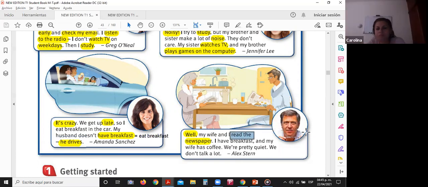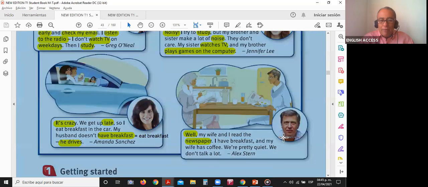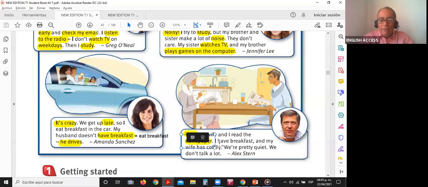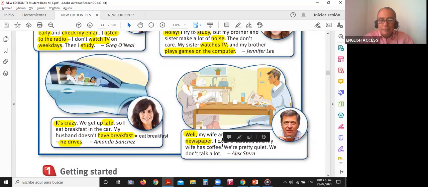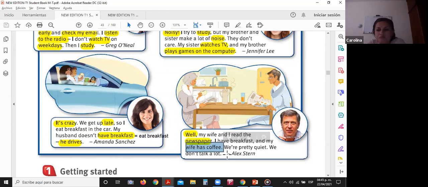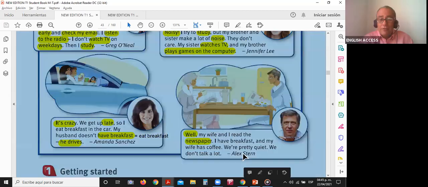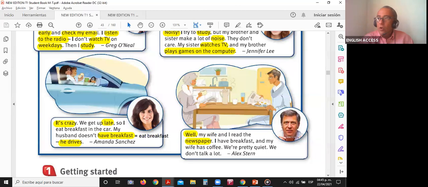He says, I have breakfast and my wife what? Has coffee. Has coffee. You see the difference here? Very important. When he is speaking about he, I have breakfast. But my wife or she has coffee. Have changes to has for he or she, third person.